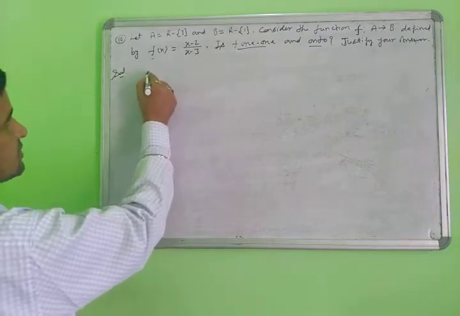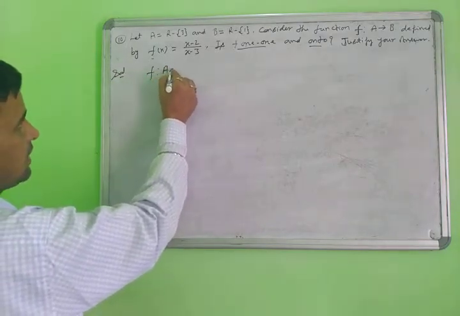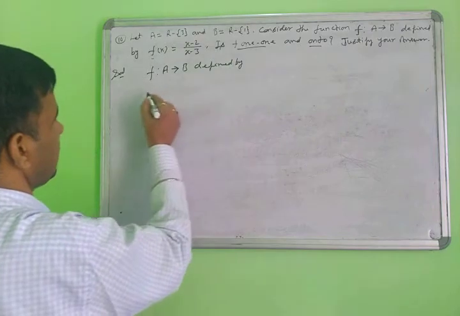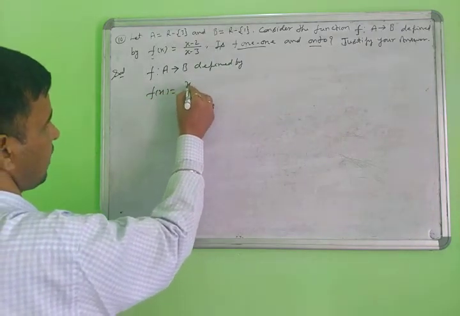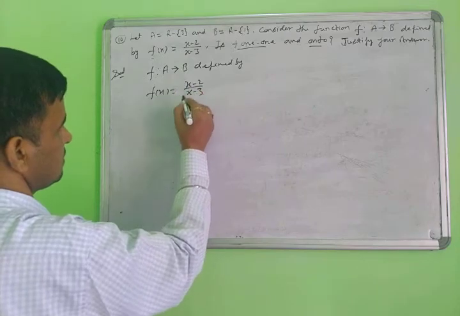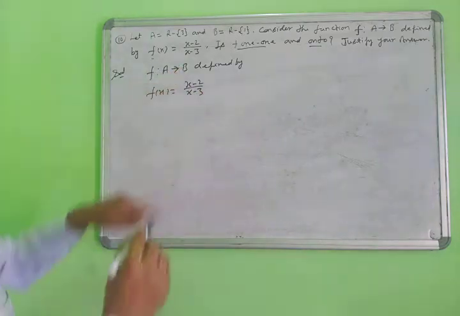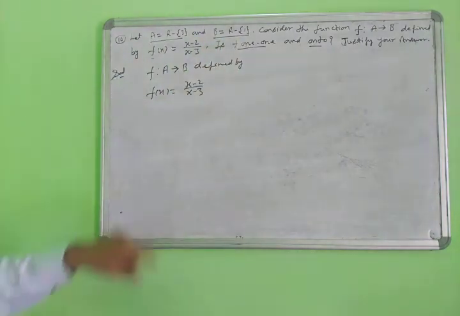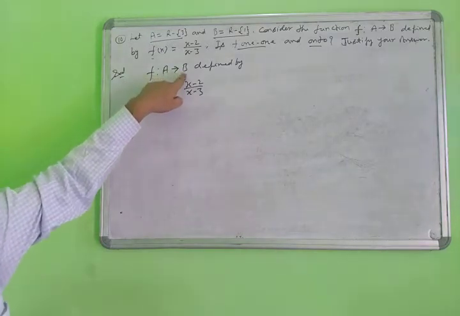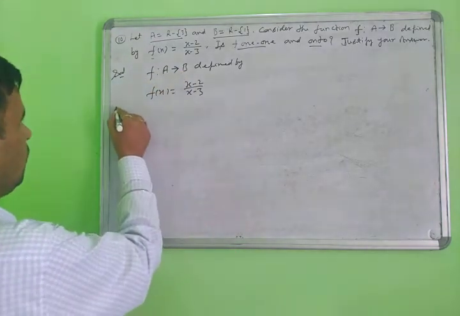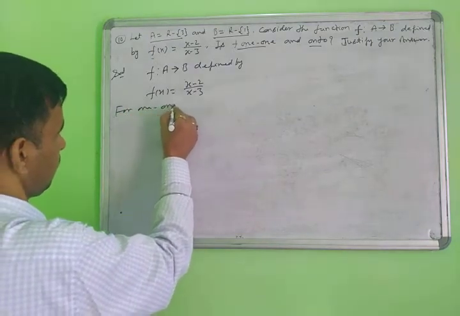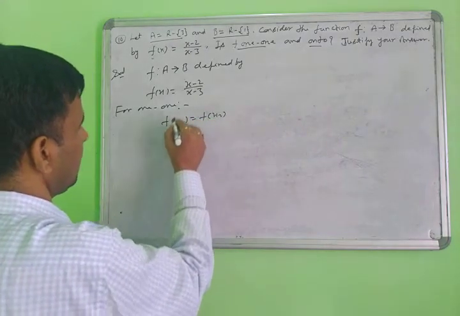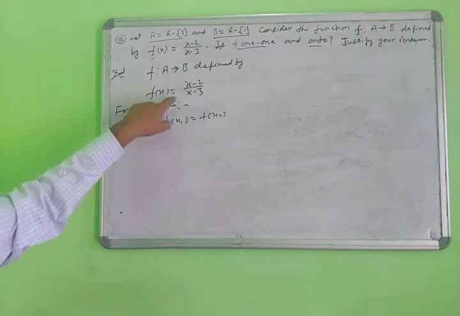Suppose the given function f from A to B is defined by f(x) equal to (x minus 2) upon (x minus 3). Now what is A, what is B? The values of A and B are given. This is A, the domain part, and B, the codomain part. So now start the solution. For one-one, f(x1) equal to f(x2). According to this, we check whether the value comes the same or not.